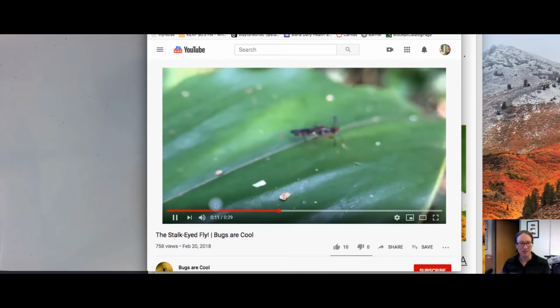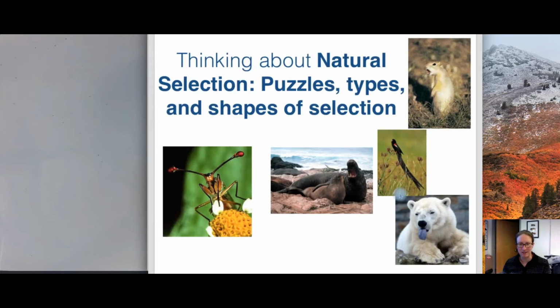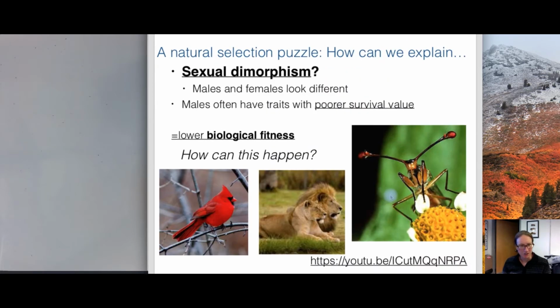So, how does it even work, having your eyeballs out on stalks far away from your body? Doesn't make any sense. So, that's the question. So, these seem like traits that are going to make it really hard for these organisms to survive. So, how could that have happened?